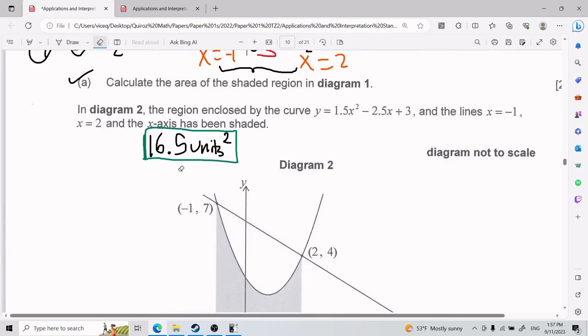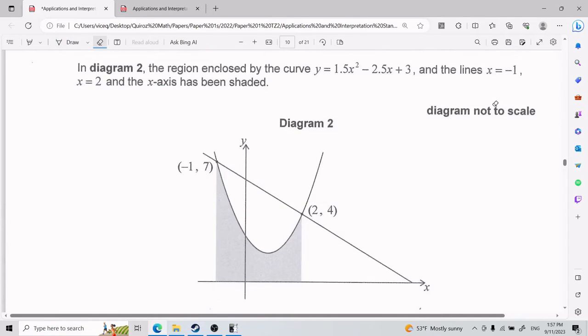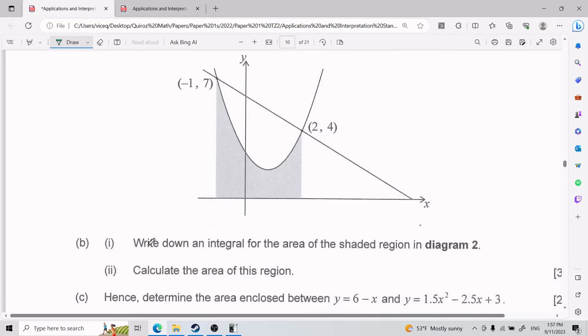They tell us that in diagram 2, the region enclosed by the curve and the lines has been shaded. Okay. Write down an integral for the area of the shaded region in diagram 2. All right, so before I jump into it, this is actually simpler than what you think, but I do think it's important for you to understand what you're even doing, okay? An integral is basically area under the curve.